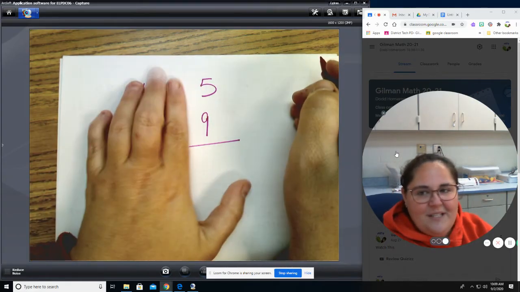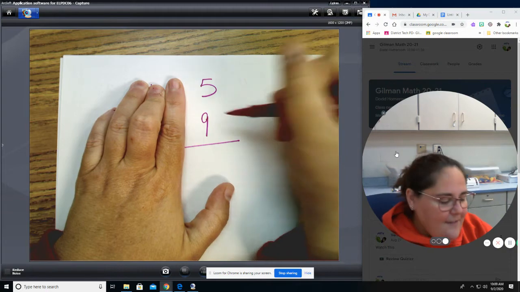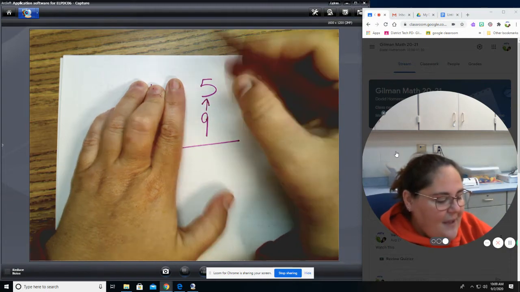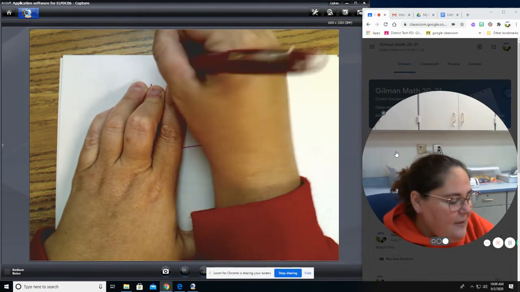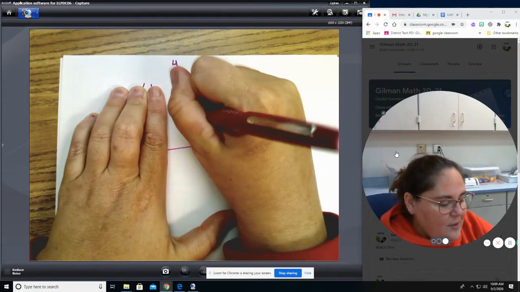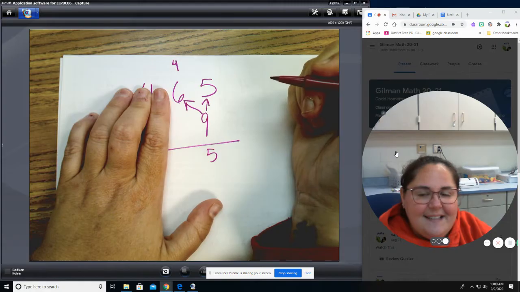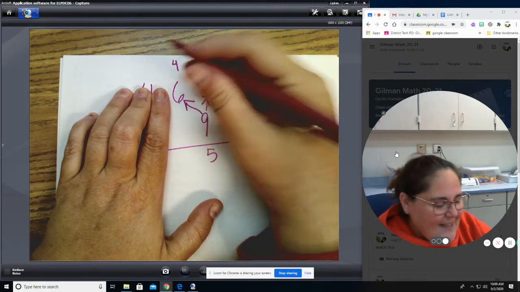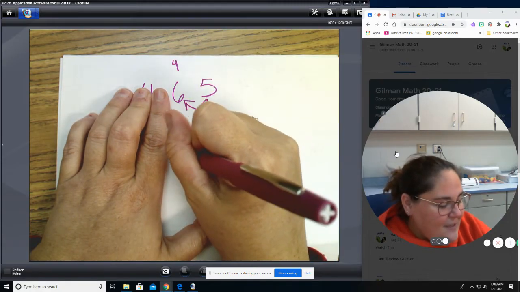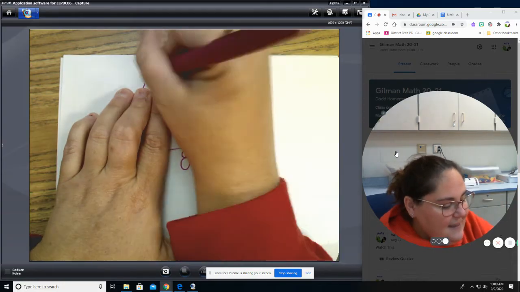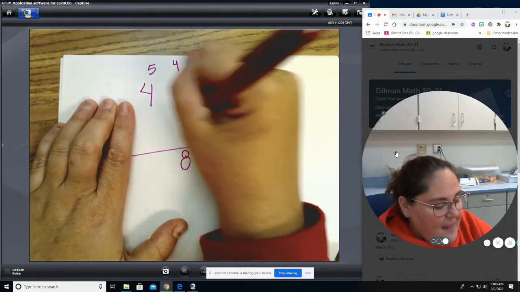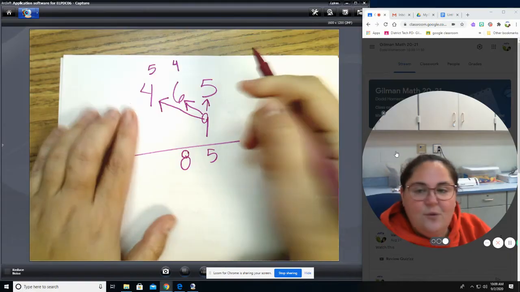Go by one number at a time. 9 times 5, go multiply straight up. 9 times 5 is 45. Carry my 4. Then I'm going to go to the next number. 9 times 6 is 54. Add my 4, it is 58. Carry my 5. Then I'm going to do 9 times 4.